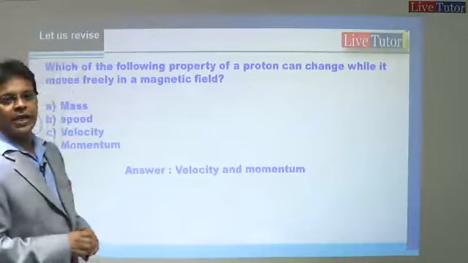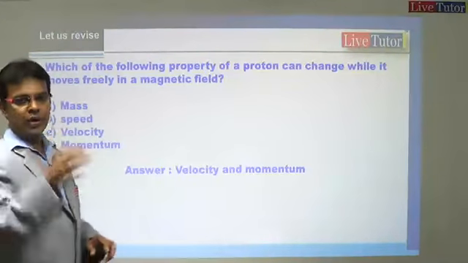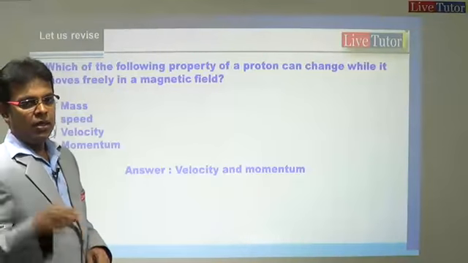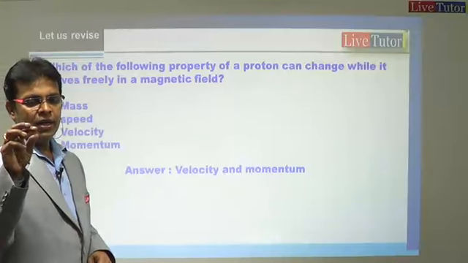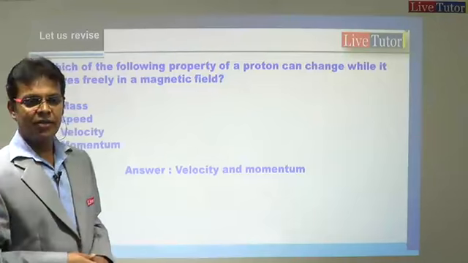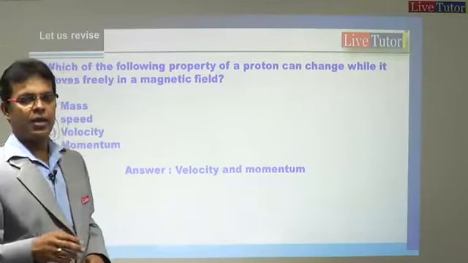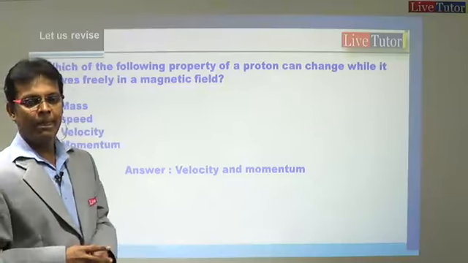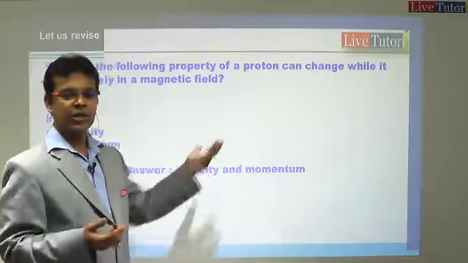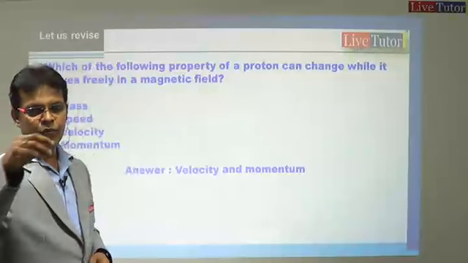Right. The next one. Which of the following properties of a proton can change while it moves freely in a magnetic field? Remember that the flow of current is nothing but the flow of charges, isn't it? So the electrons are flowing, or otherwise we can say the current is flowing. Now they have taken a proton instead of an electron, which is also a charge. So the charge is allowed to move freely.